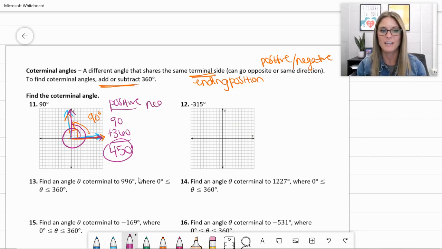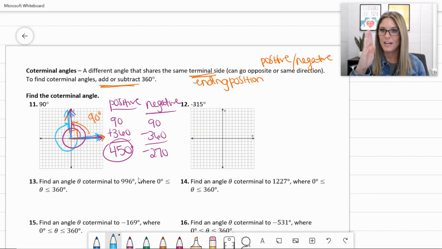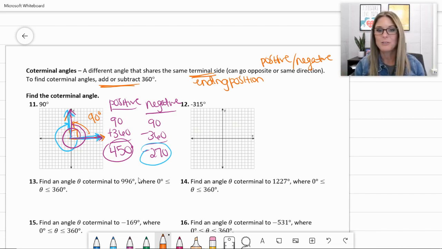We could also make a negative value. If I take 90 degrees and subtract 360, gives me negative 270. So we could start at our standard position and rotate negative 270, and that is also going to take us to that straight up positive 90 degree ending place. I did that one in light blue, and they're all landing in that same place. They're all coterminal, have the same ending position. Let's look at number 12.